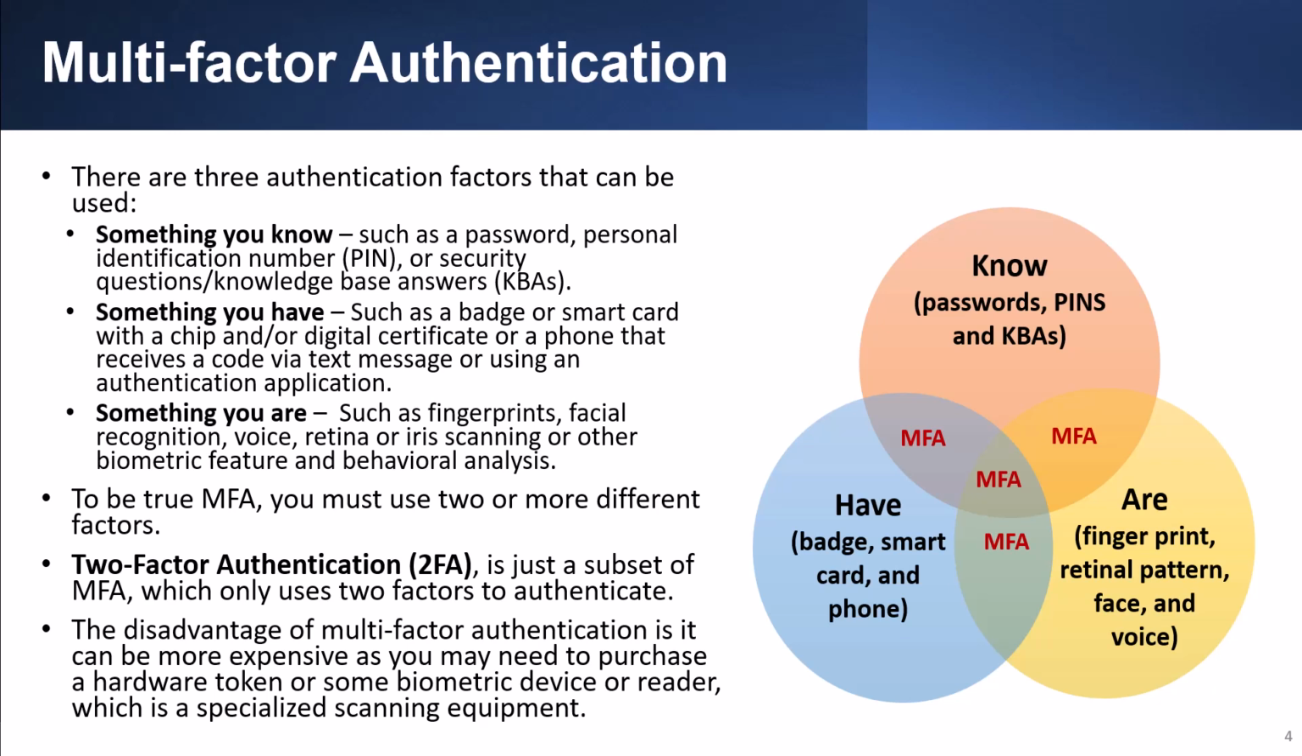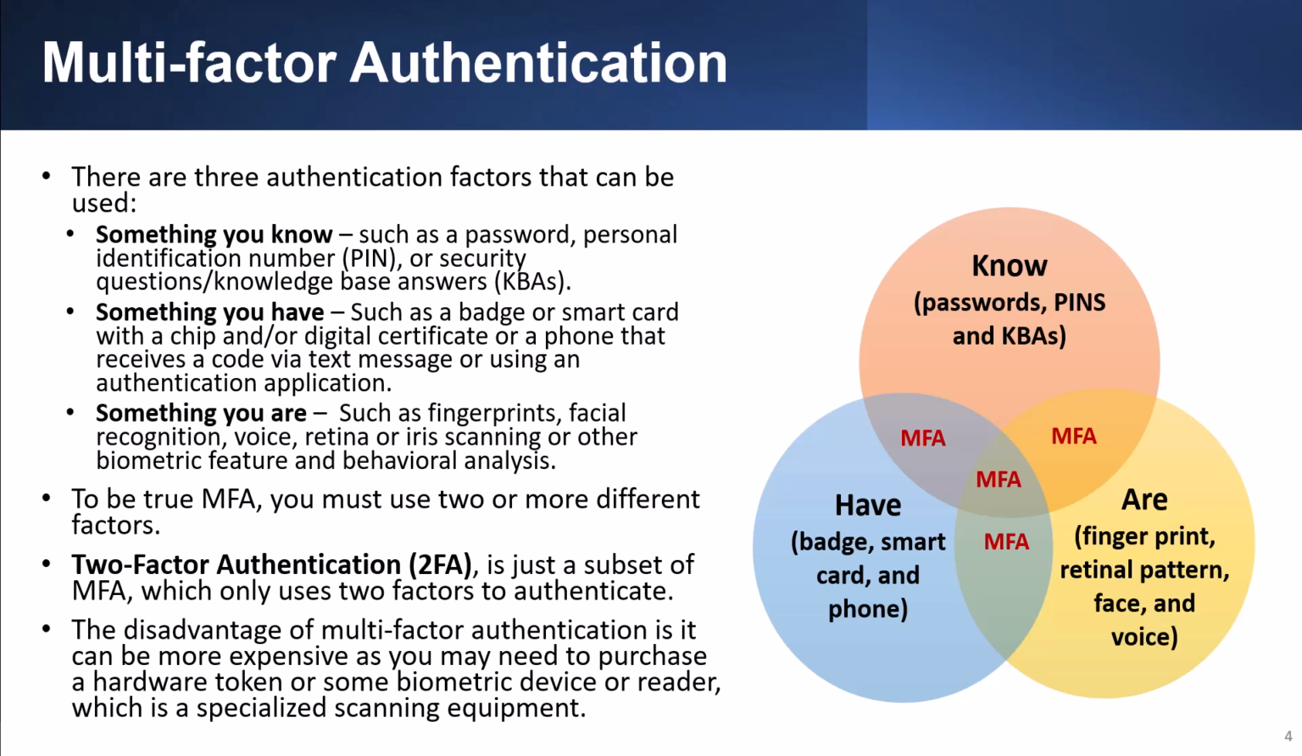There are 3 authentication factors that can be used. Something you know, such as a password, personal identification number or PIN, or security questions, knowledge base answers, or KBAs. Something you have, such as a badge or smart card with a chip and/or digital certificate, or a phone that receives a code via text message or using an authentication application. Something you are, such as fingerprints, facial recognition, voice, retina, or iris scanner, or other biometric features in behavioral analysis.